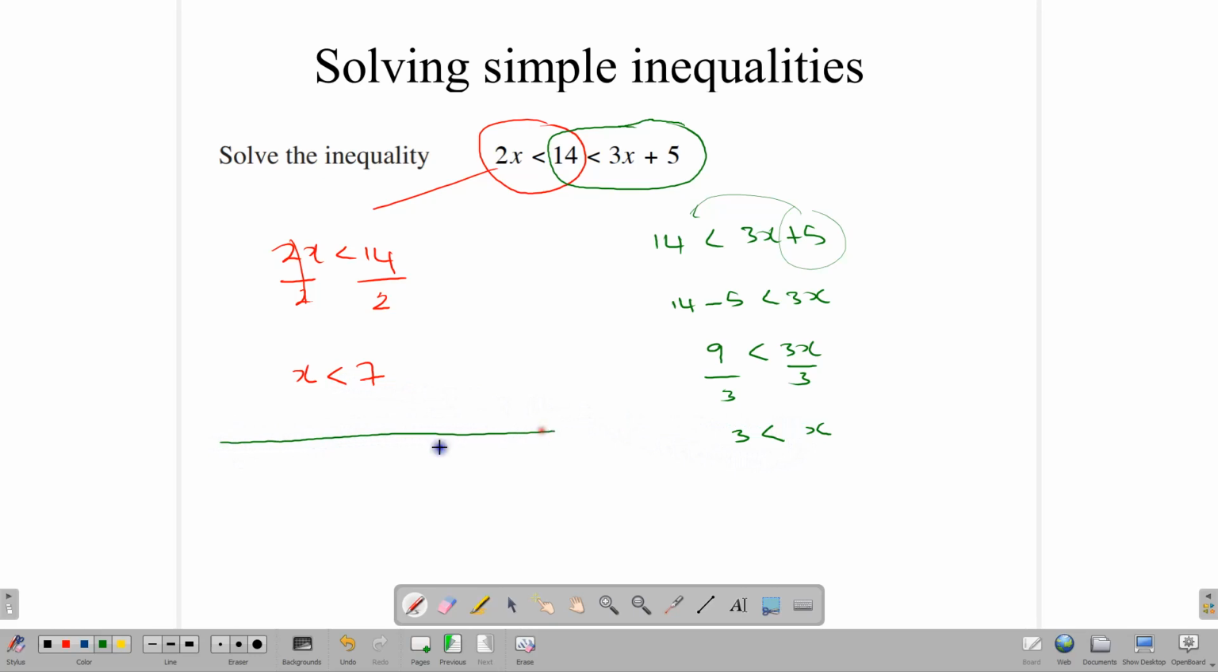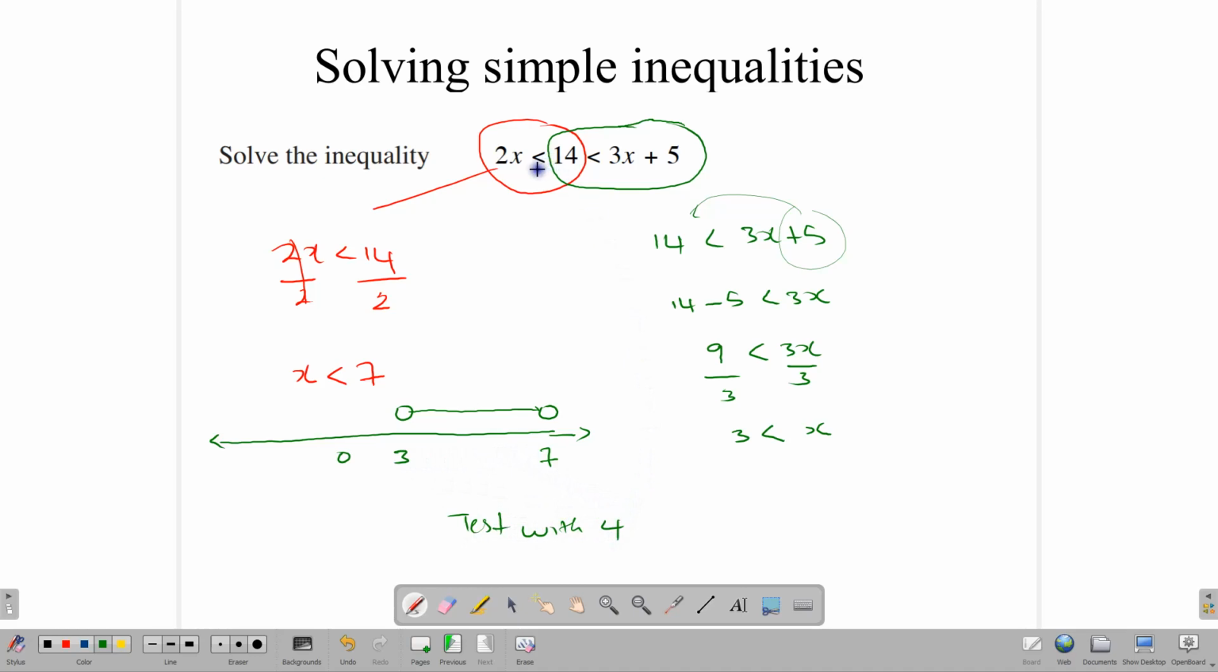Let's put a number line. 3 and 7. So this is our number line. x is less than 7. x is greater than 3. So our solution would lie between these numbers. So any number between 3 and 7 should work. Let's use 4 just to see if it works, since 4 is between 3 and 7.